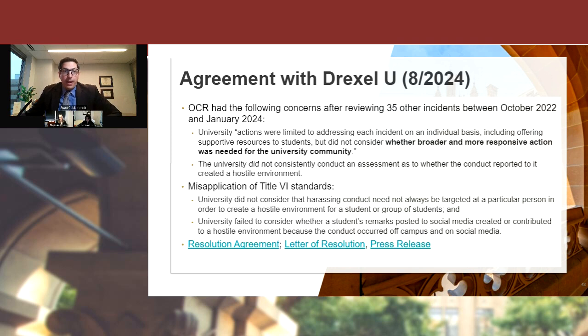Despite all these proactive steps, OCR did still have a few concerns. Mostly it was the misapplication of the Title VI standards. The university, Drexel, didn't consider that harassing conduct need not always be targeted at a particular person in order to create a hostile environment. And the university failed to consider whether remarks on social media contributed to a hostile environment. So despite the proactive steps, which OCR made public and credited the institution for, there were these concerns that led to the resolution agreement.